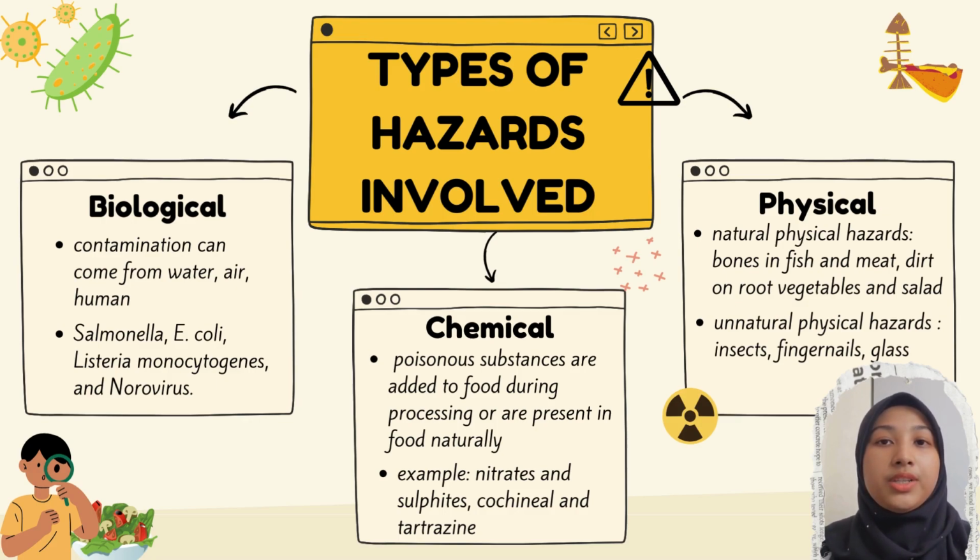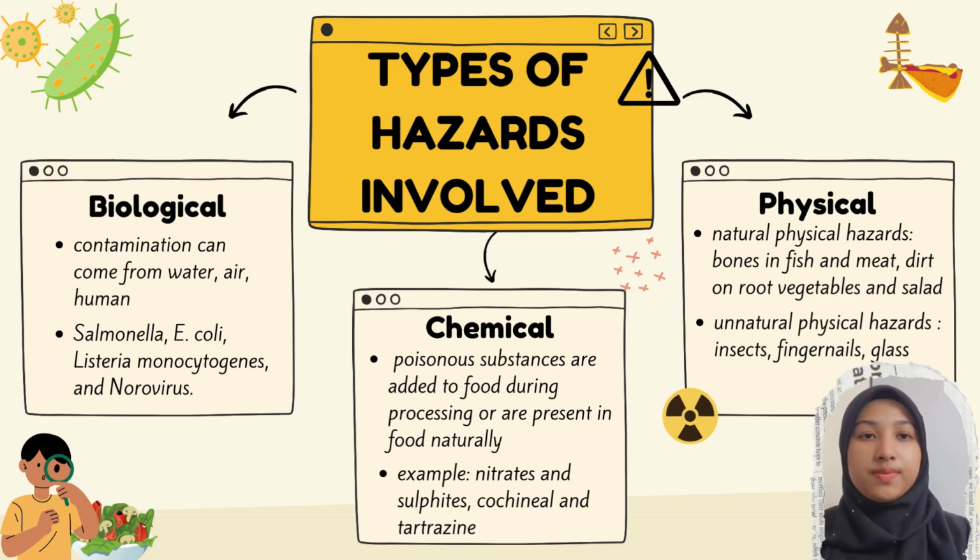Examples of natural physical hazards are bones in fish or meat, dirt on root vegetables and salad, shells from nuts, and stems in blueberries. While unnatural physical hazards include insects, fingernails, glass, and pieces of plastic. These kinds of hazards may cause damage to our teeth, cut the gum and mouth, and injure the throat, and choking, which can be dangerous.